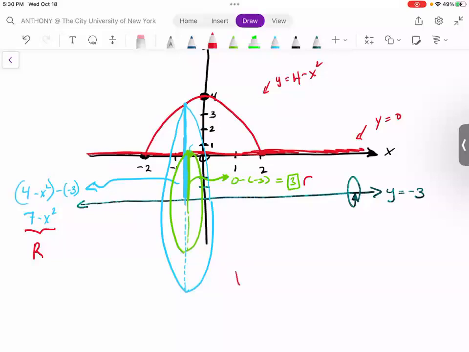So our volume, V, is equal to pi times the integral from -2 to 2 of (7 minus x squared) squared minus 3 squared dx. And that's it. All you had to do was set up the answer. And we're done.